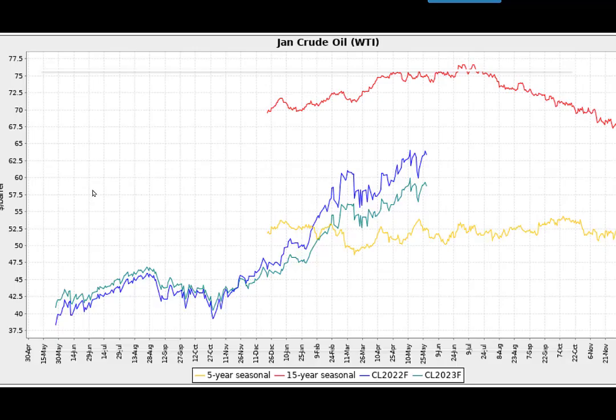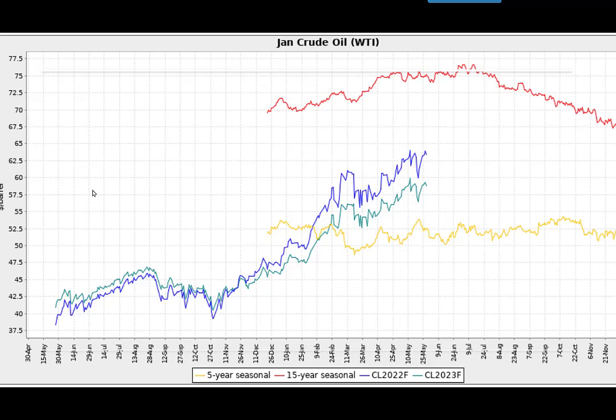So let's take a look at the seasonality now. The green and the blue chart show current price action. We have a red line and a yellow line. The yellow line shows the seasonal price action for the last 5 years, and the red line shows the seasonal price action for the last 15 years. Now, it's kind of hard to see the scale down at the bottom, but it conforms with the historical analogs chart.